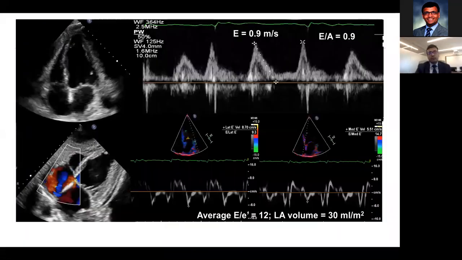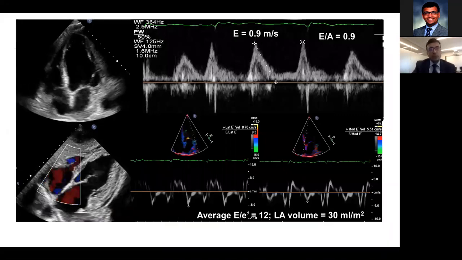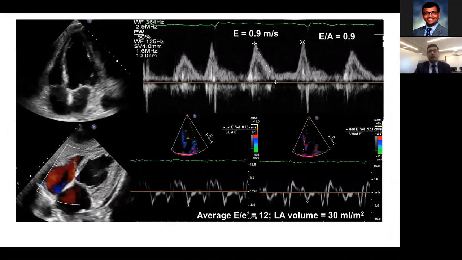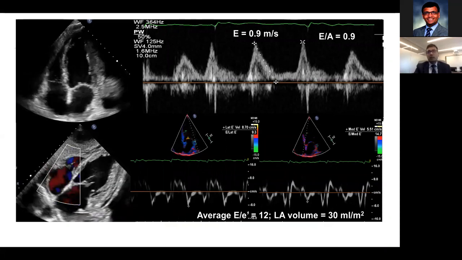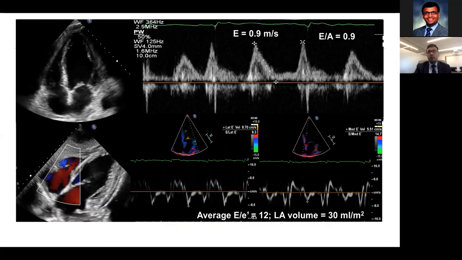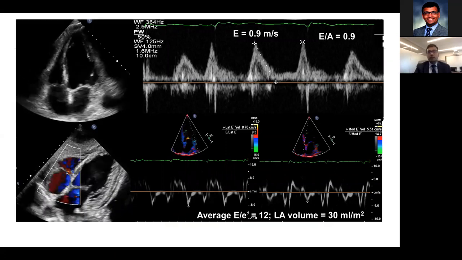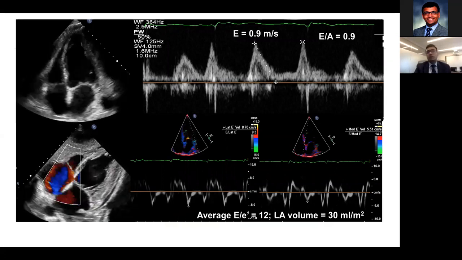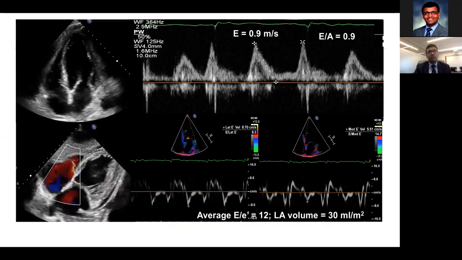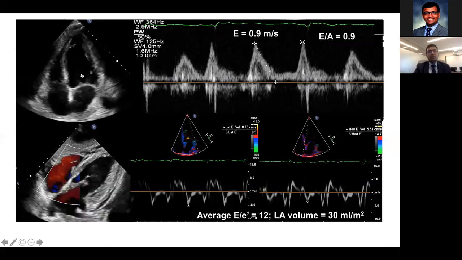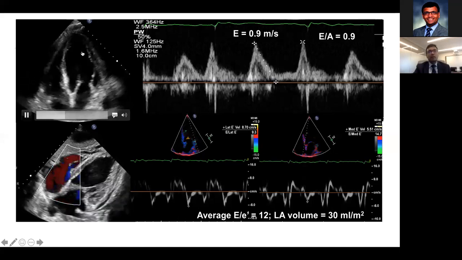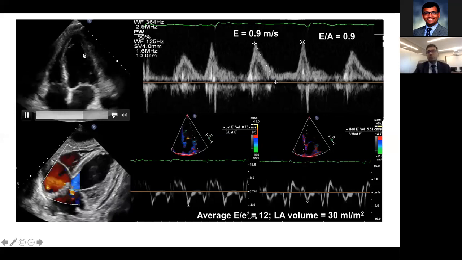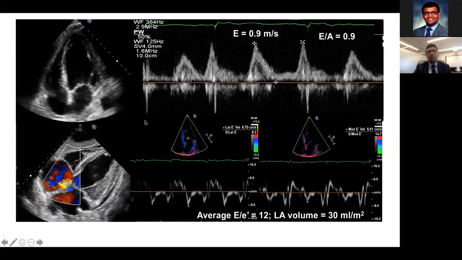Let's examine another case. So here is a patient. You can see the left ventricle. You can see the transmitral filling pressure E by A ratio of 0.9, and average E prime is 12, LA volume is 30 ml per meter square. And the question we're asking is, does this patient have diastolic dysfunction? The answer is straight yes. Why? Because look at the wall motion abnormality. Look at the LV systolic function, it is abnormal, it is reduced. You can visually see the ejection fraction is reduced.